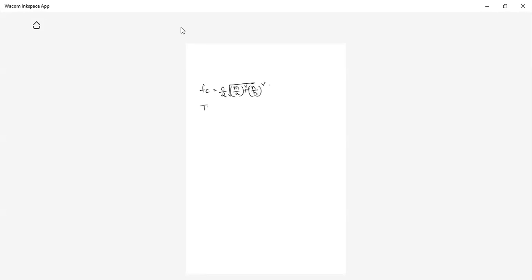They have given TM11. So what is m? M is equal to 1, n is equal to 1. And the dimension A is equal to 4 centimeters and B is equal to 2 centimeters. Always they won't mention A and B. You have to choose A and B in such a way that A is the largest dimension, B is the smallest dimension. Because in a waveguide, this is A and this is B. That is the reason it is 4 centimeters and 2 centimeters.